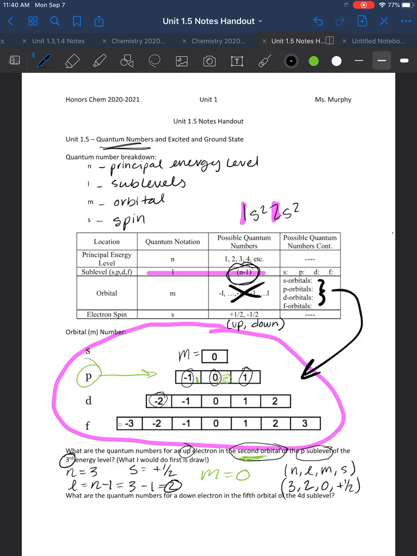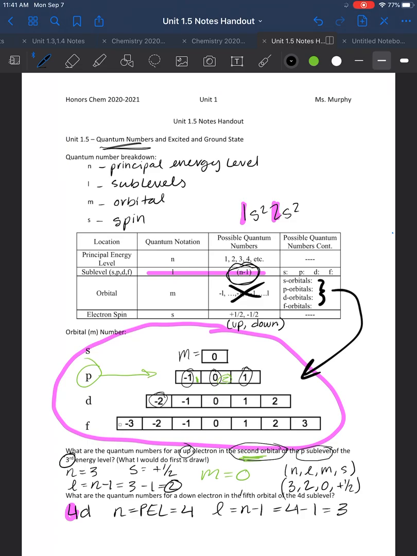Now we have a down electron in the 5th orbital of the 4d sublevel. If we're given a sublevel 4d, the 4 is our principal energy level, which means that is our N. N equals the principal energy level, which is equal to 4 in our case. L is equal to N minus 1, which is 4 minus 1, which is 3.